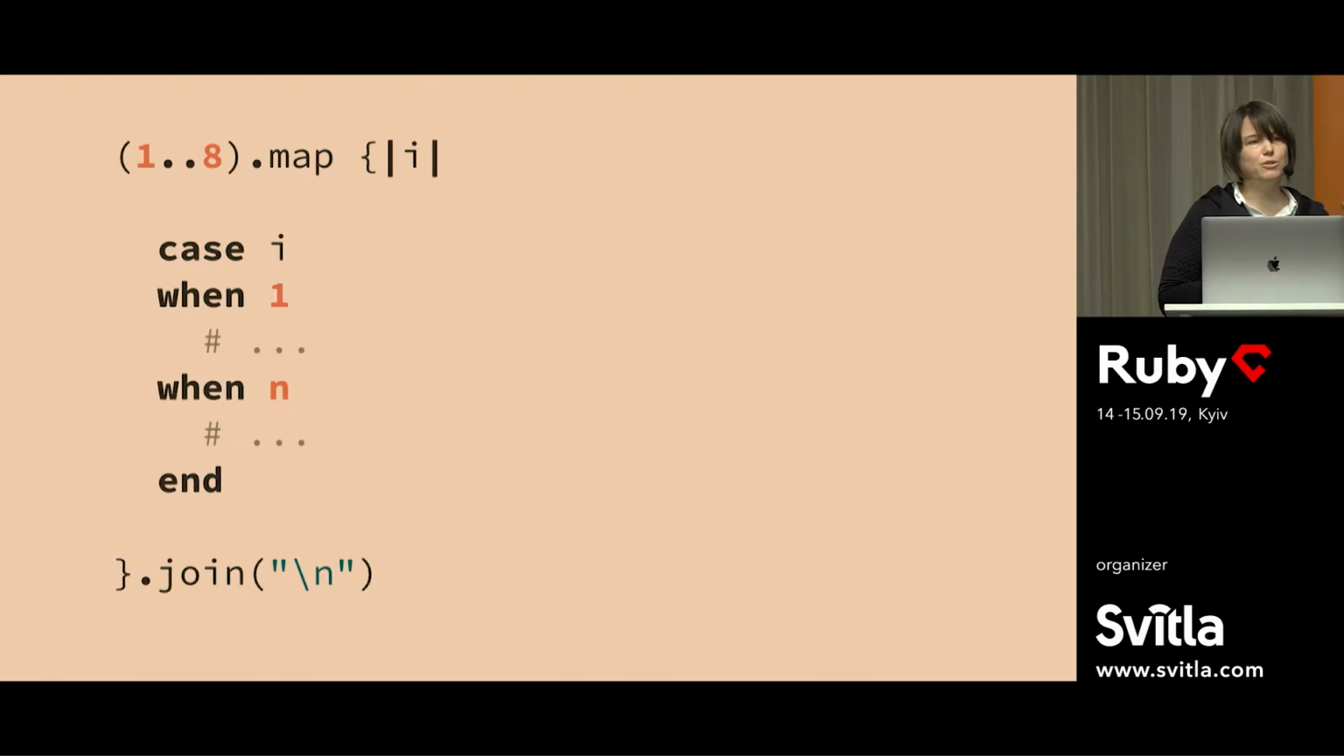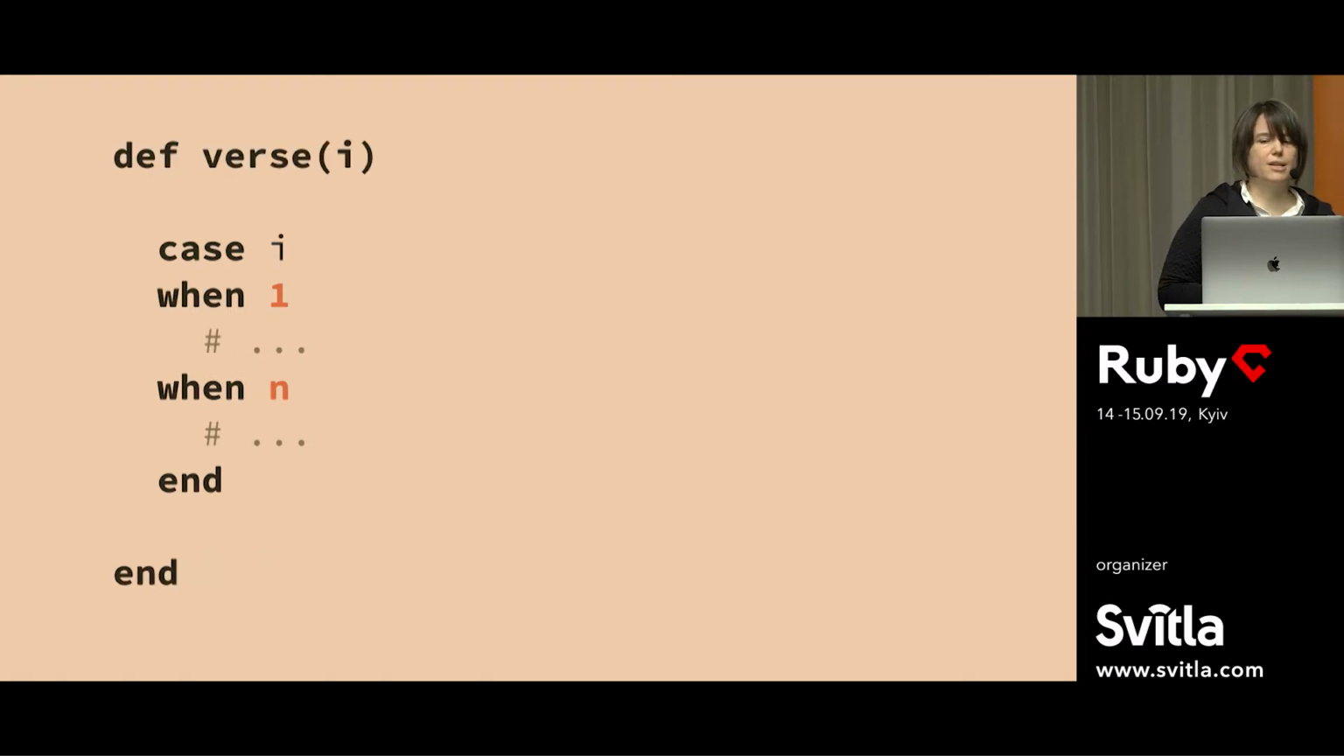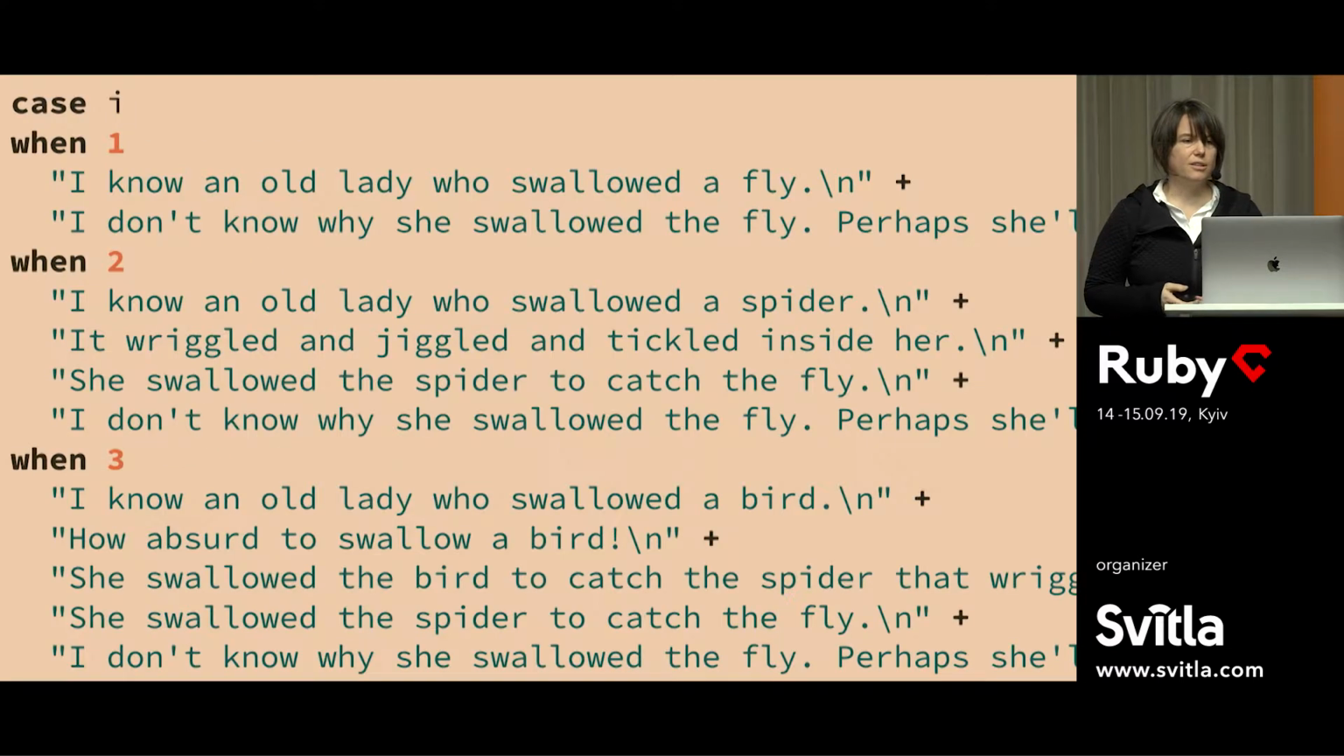And because I want to be able to focus on the verse all by itself, I'm going to go one step further and then extract this case statement into its own method. So this change is a little bit tedious, but it's very quick and it's very straightforward. And we end up with individual verses that look like this. So it's lots of strings and they're all concatenated together.